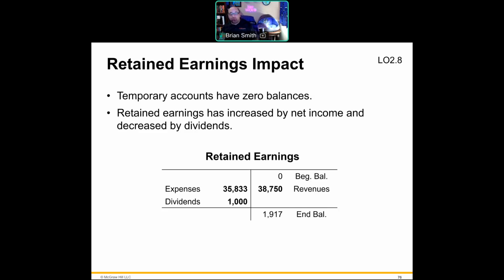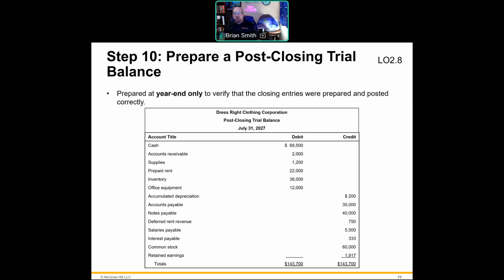And here's what your ledger account looks like. Beginning balance plus revenues minus expenses minus dividends equals ending balance. Start off with 0. Now you're at 1,917. Might want to rethink that dividend. I'm thinking. And your post-closing trial balance shows the debits and credits for all of your balance sheet accounts.